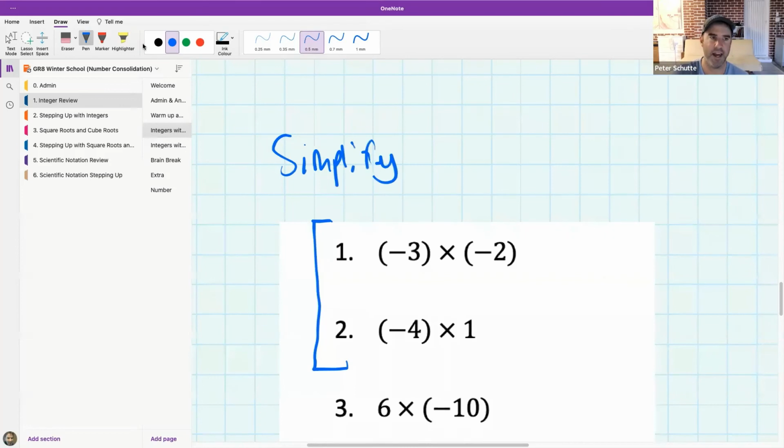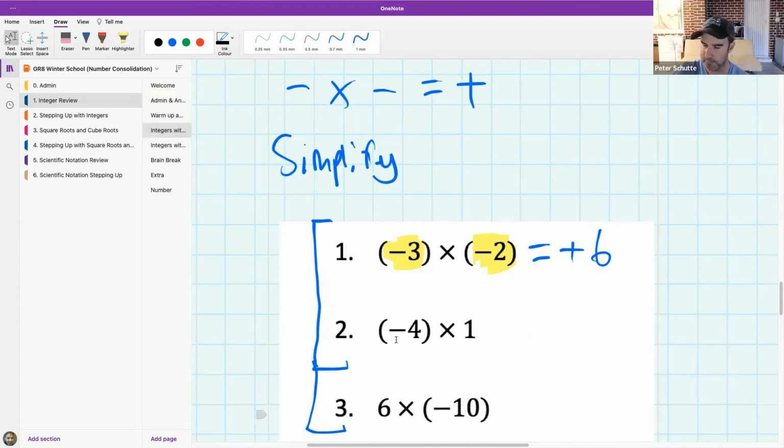So you've got a negative number being multiplied by another negative number. Remember, a negative times a negative ends up being a positive. It's often helpful to just do your signs first. It's going to be +6. Okay, let's do 3 as well. Do number 2 and 3 for me.